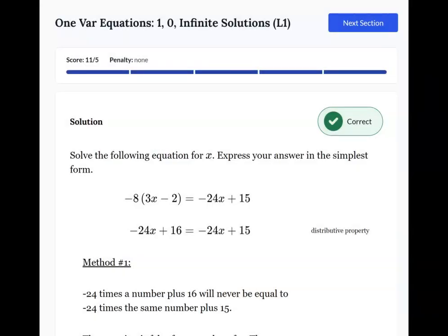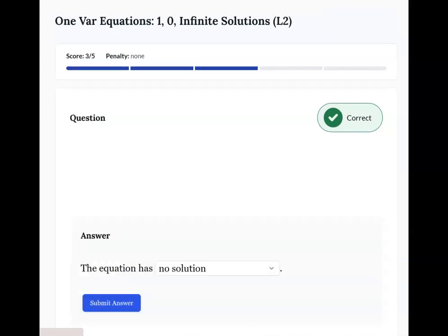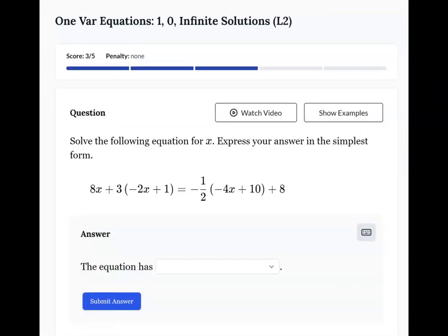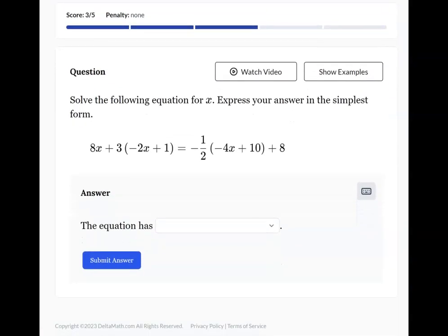All right, let's move on to the next section, which is asking for you to do the same thing, except it requires a bit more math. They want you to do a little bit more simplifying. So here, on the left side of our equation, we have some parentheses. So that means we need to distribute.